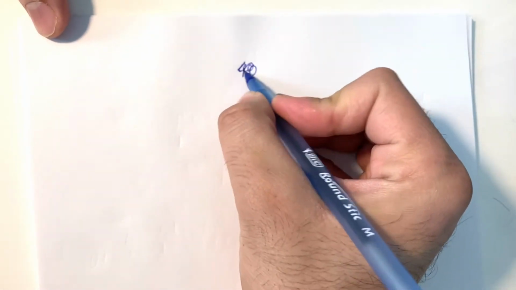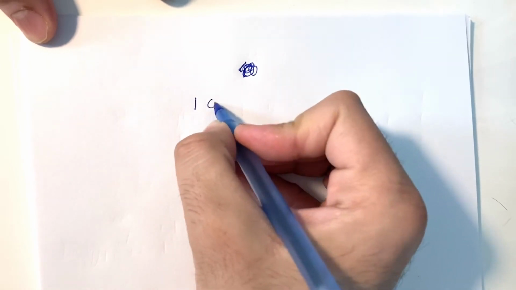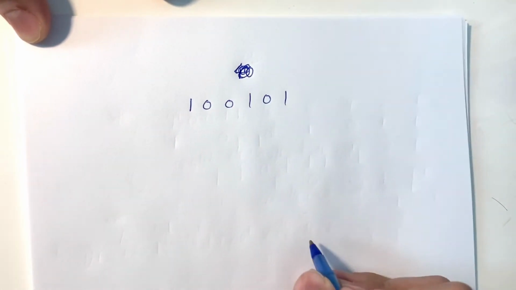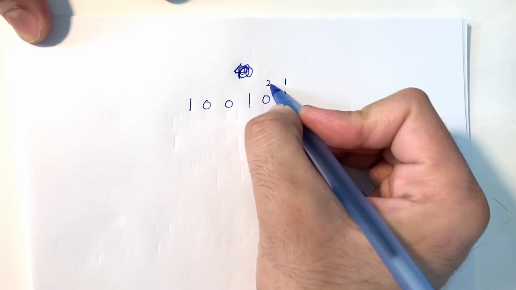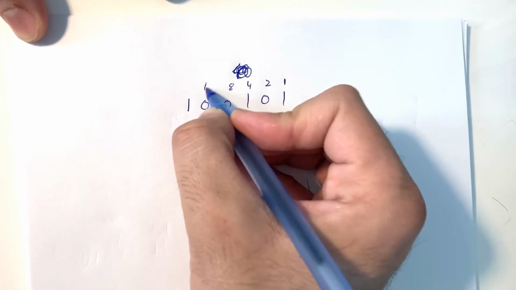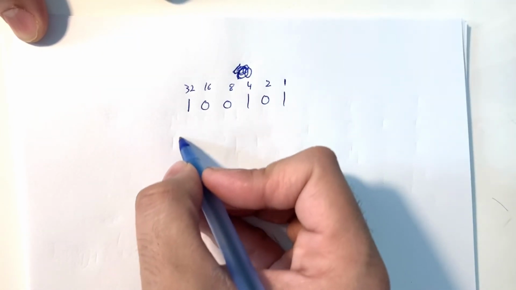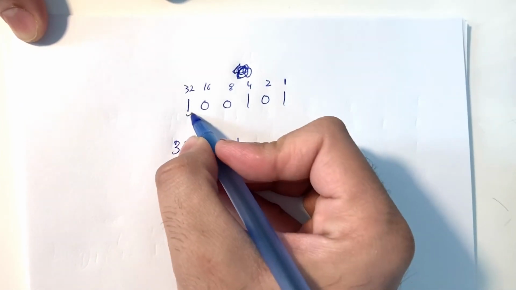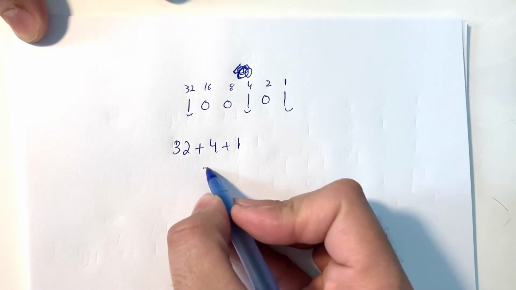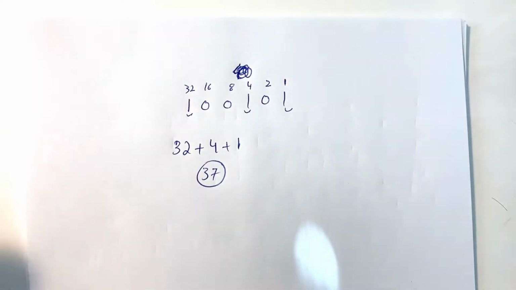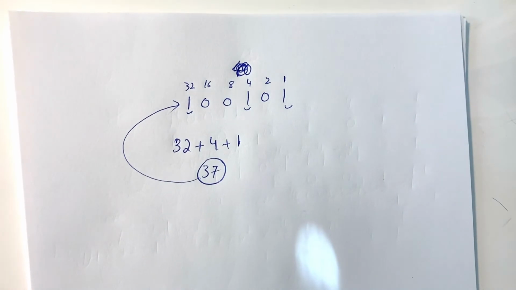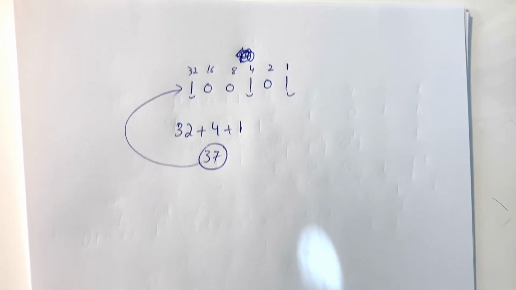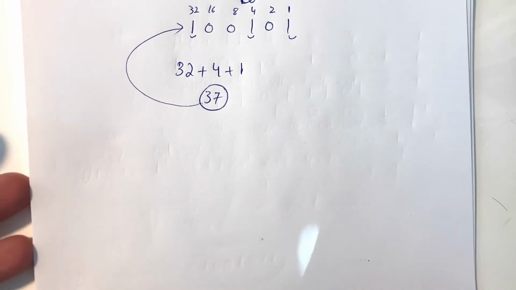Sorry, we were doing binary to decimal. So let's say 100101. Put the numbers on top: 1, 2, 4, 8, 16, 32. Whatever is on, just write it down. 32 plus 4 plus 1. So 37 is the answer for this particular binary. This is the way we convert a binary into a decimal value, right? I believe everybody got it.